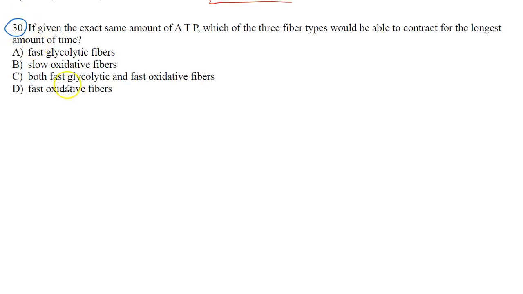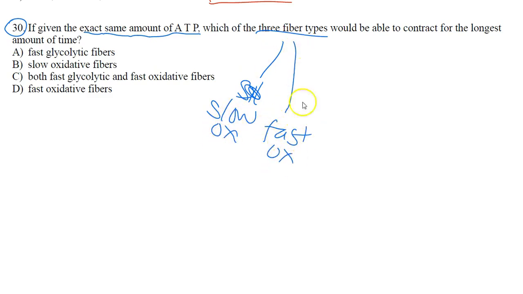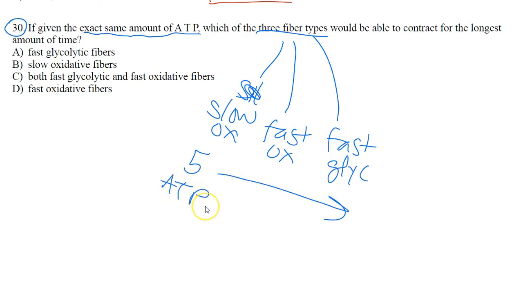I'm going to focus on question number 30. It says, if given the exact same amount of ATP, so the exact same amount of ATP, we're usually saying, oh, slow is going to have more ATP, intermediate in the middle, and then fast glycolytic fibers are going to have the least amount of ATP. But they're saying we're getting the same exact ATP. Which are the three fiber types? So slow oxidative, fast oxidative, or fast glycolytic. Which of the three fiber types will be able to contract for the longest amount of time, if given the same amount of ATP? So let's say 5 ATP for all of them.